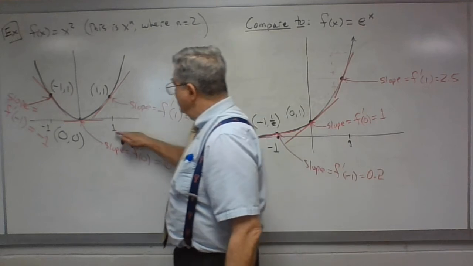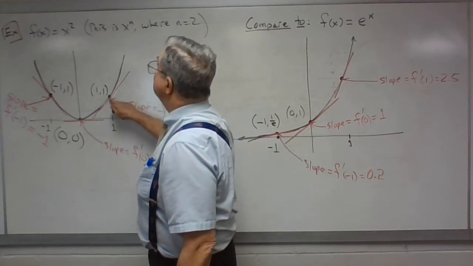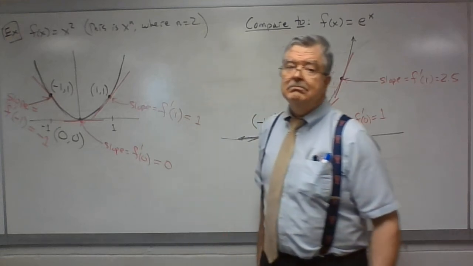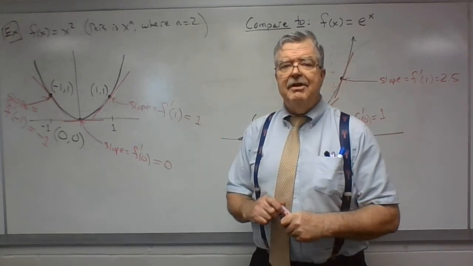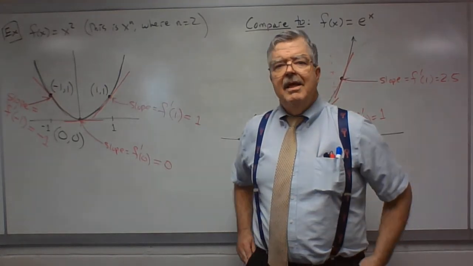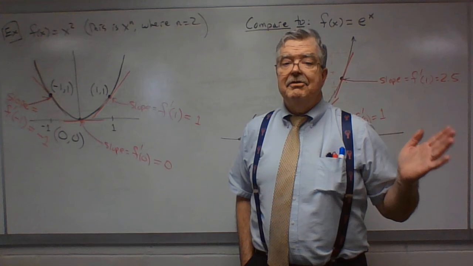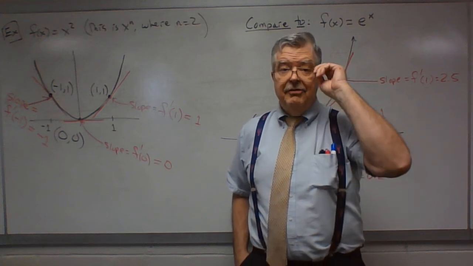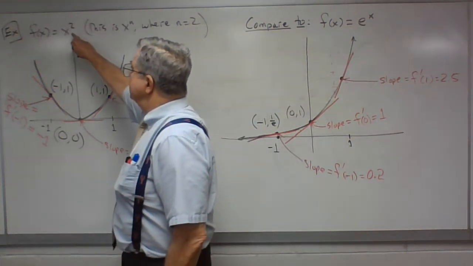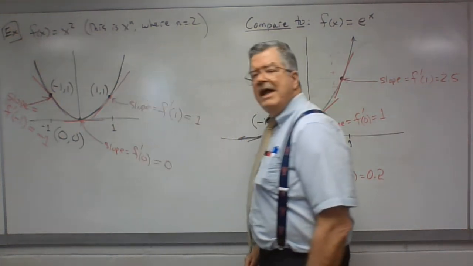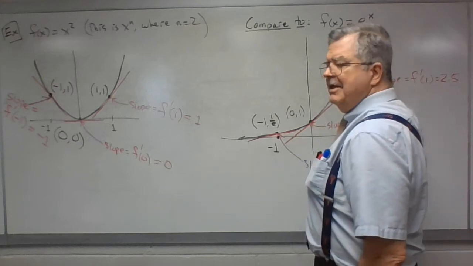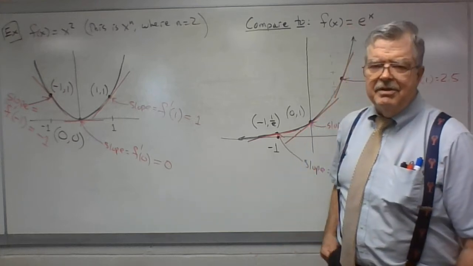When x equals 1 here, the slope of x to the n is 1. Okay, the slopes are different because the graphs are different, and the slopes are the derivative. So this is another reason why we shouldn't expect that x to the n has its derivative computed the same way that e to the x has its derivative computed.